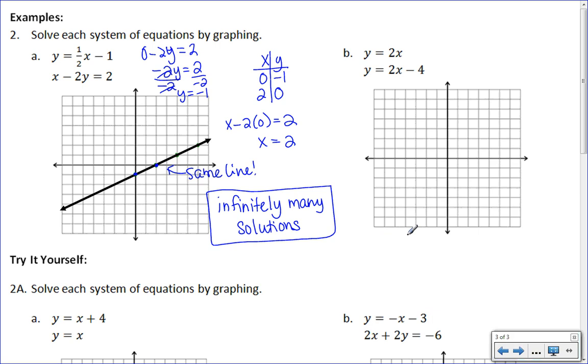Alright, let's do one more together. So this one says y equals 2x and y equals 2x minus 4. So again, slope-intercept form makes things easy, so we'll add that plus 0 just as that placeholder, so that goes through the origin. And the slope of 2 is up 2 and to the right 1. We'll draw a couple points to make sure we get a really good line.